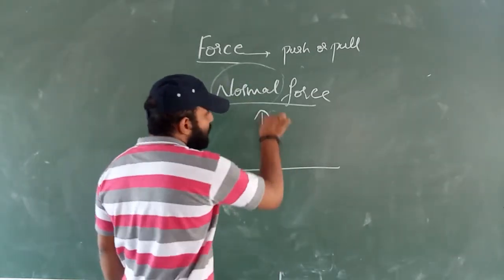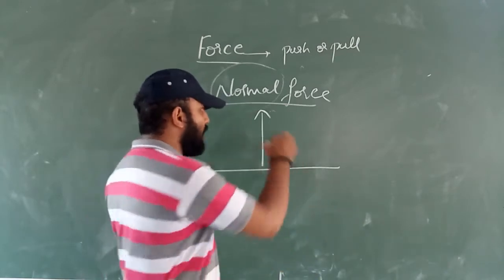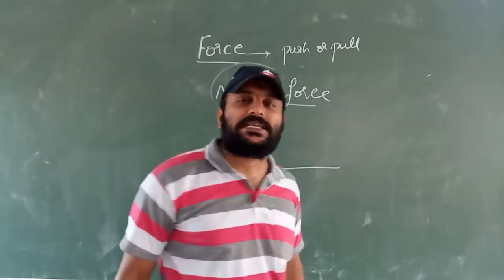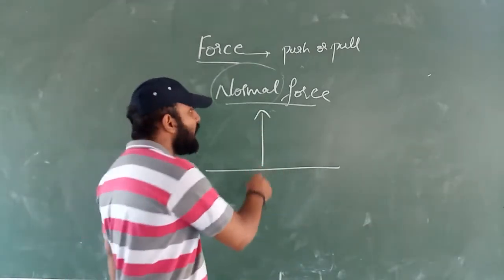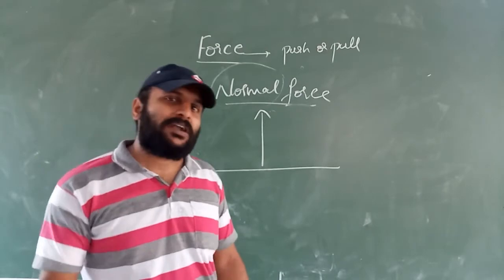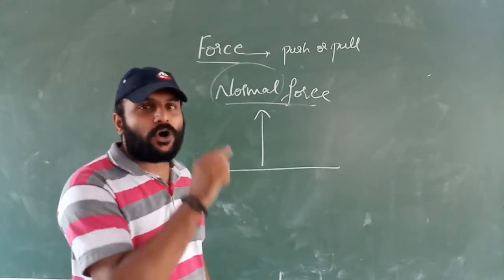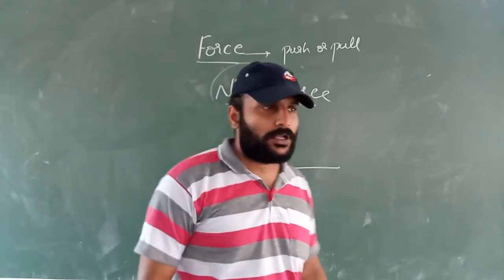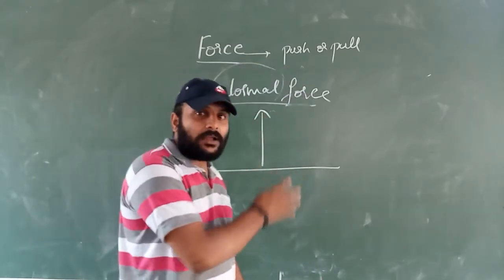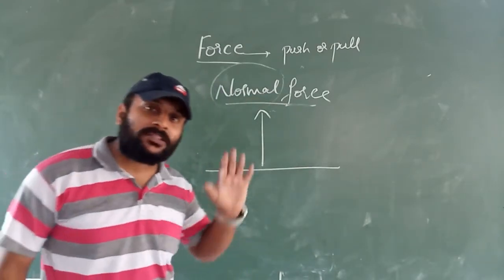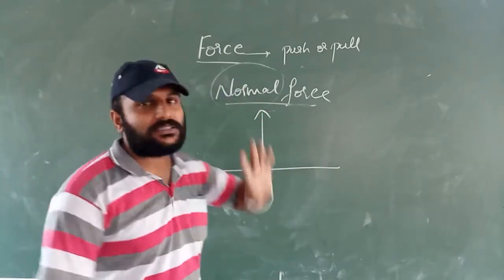So here, this is the perpendicular direction. The direction perpendicular to the surface on which the object is kept is called normal. If you apply some force in that direction, it is called normal force. One more important point: normal force always acts in the upward direction, which is opposite to the gravitational force. The force acting along the direction of normal is called normal force.